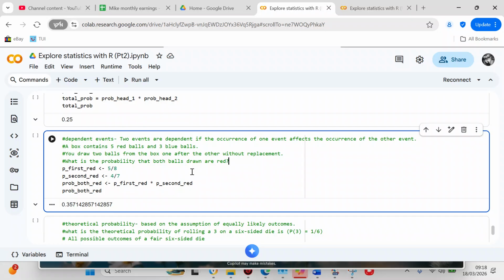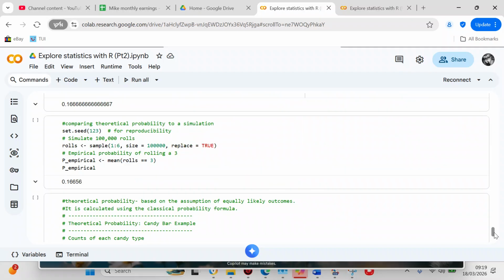And so the probability for both balls equals the probability of the first red ball times the probability of the second red ball. That's going to be 5 divided by 8 times 4 divided by 7. So 5 times 4 is 20 over 8 times 7, which is 56. So it's going to be 20 divided by 56. If you divide that by 2, it's going to be 10 divided by 28, I believe. And then 10 divided by 28 is going to be 0.357.